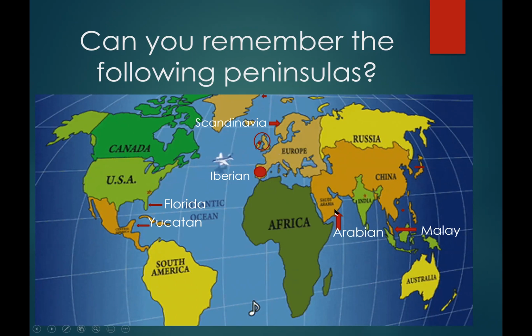Our next peninsula is the Arabian Peninsula. I showed you a picture of the Arabian Peninsula in a previous slide. This is the Arabian Peninsula right here. Water again, 1 side, water 2 sides, water 3 sides. And the Arabian Peninsula is located on what continent? Asia is correct.